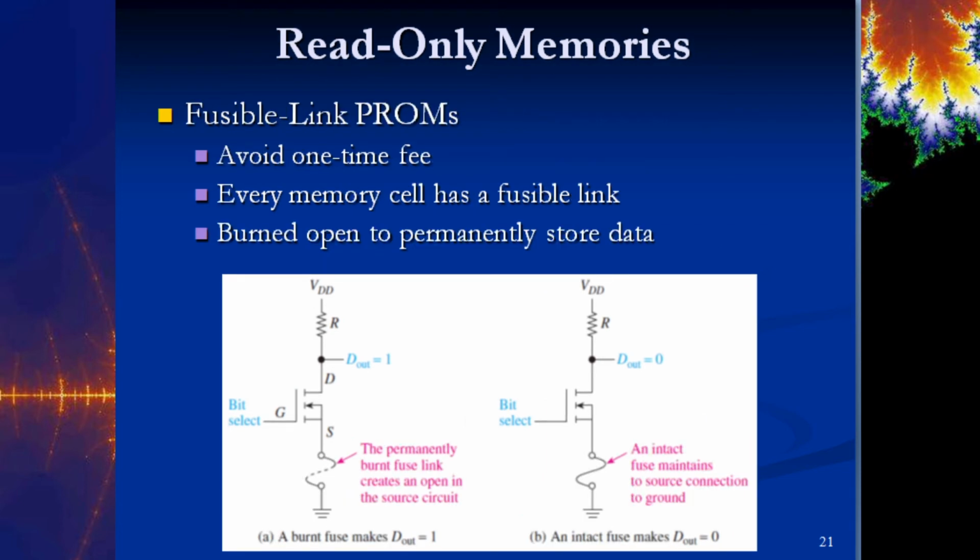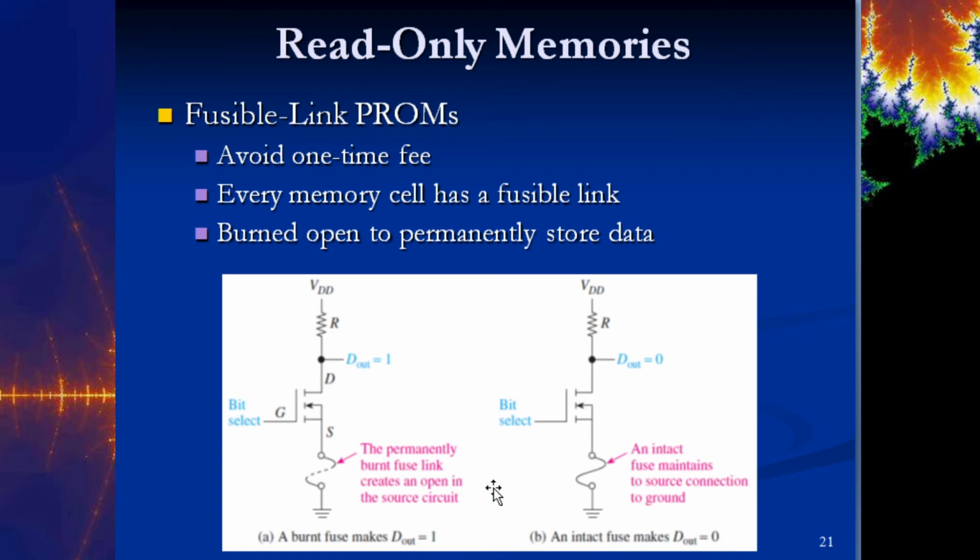So if you don't like that approach and you don't want to have to put out that money for that initial one-time fee, you can use what's called a fusible link programmable read-only memory. In this case, every single bit, every single memory cell has a fusible link. Whatever is on there, whether it's a high or a low, this is burned permanently as an open. You can see here, this says the permanently burnt fuse link creates an open in the source circuit. An intact fuse maintains source connection to ground.